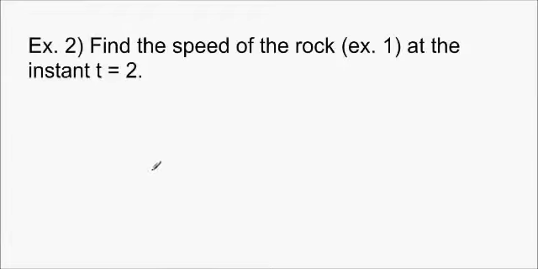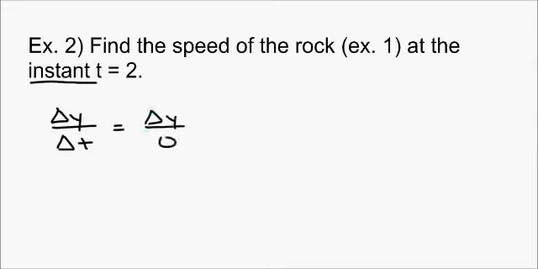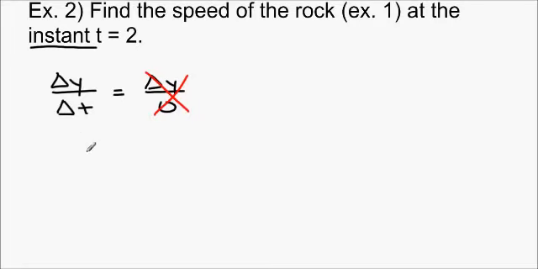Example 2. Find the speed of the rock from example 1 at the instant t equals 2. This is a little bit more challenging than the first example, mostly because if we try to use delta y divided by delta t, we're looking at an instant. So in an instant there is no change in time, so we really have delta y over 0, which you cannot do. You cannot and will not divide by 0. So we need a different approach.